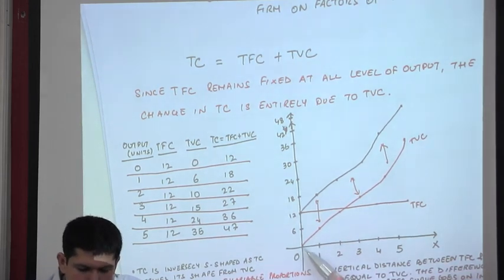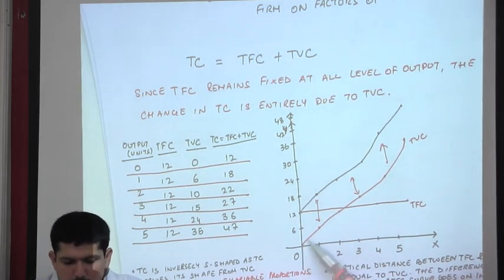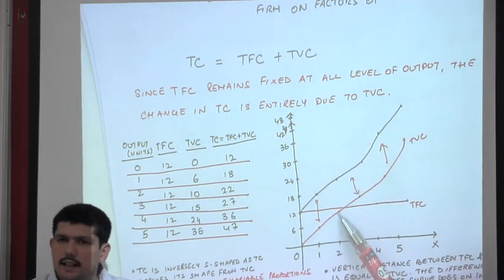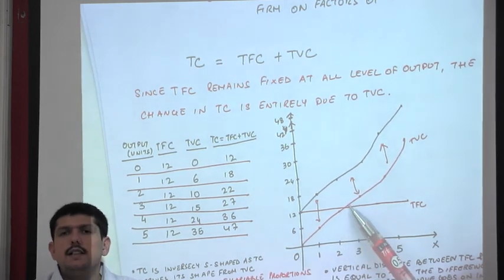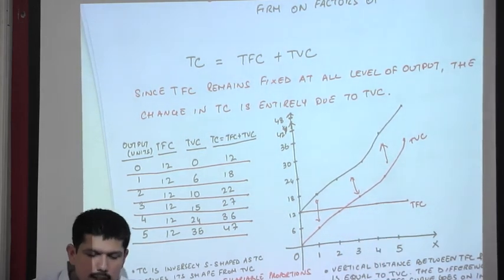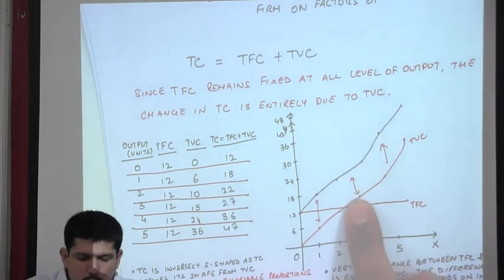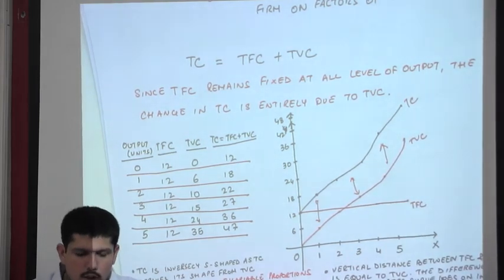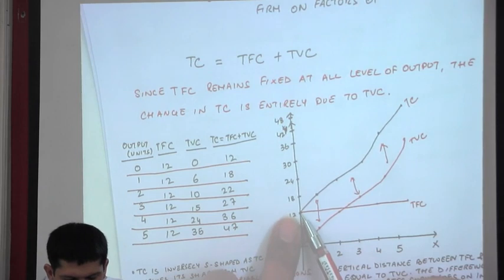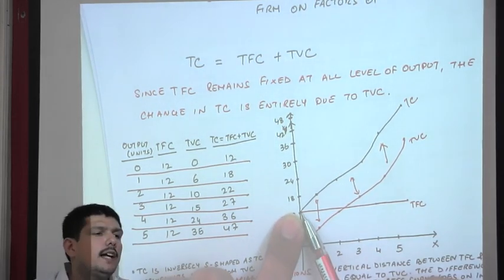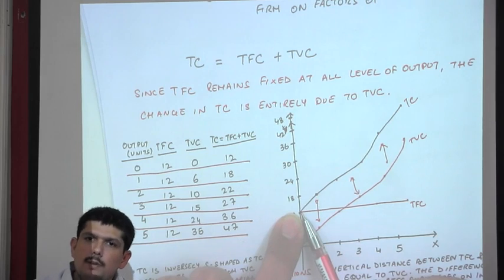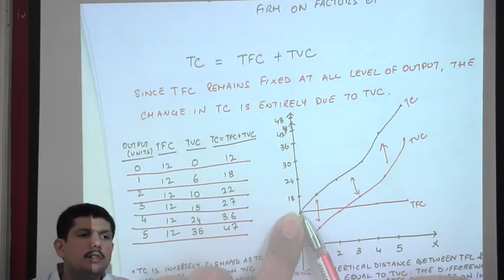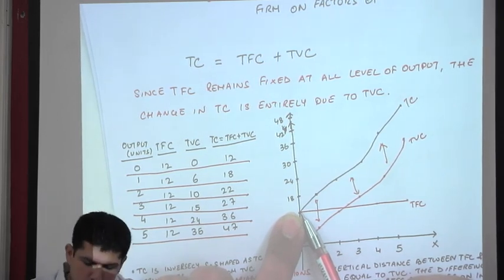Our variable cost curve will start from the origin and it will be an inverse S-shaped curve, because initially the cost increases at a decreasing rate and then the variable cost increases at an increasing rate. And the summation of total fixed cost and total variable cost is our total cost, right? So our total cost will invariably start at the point from where our total fixed cost will start. Why? Because even at zero level of output, there will be some fixed cost which will be incurred. And at zero level of output, our total fixed cost is equal to total cost, right?